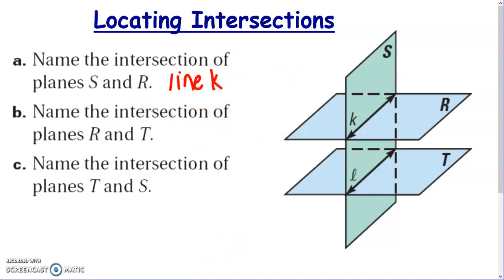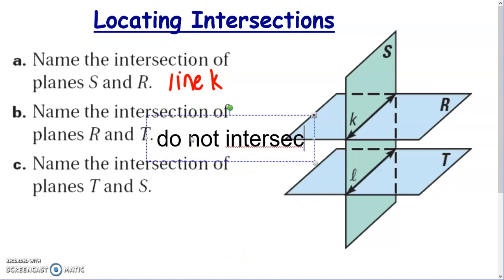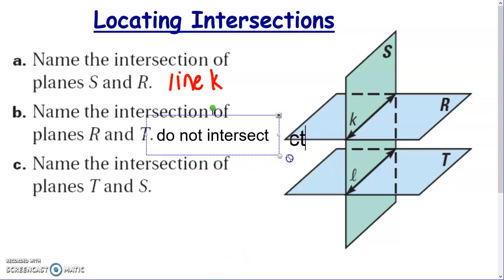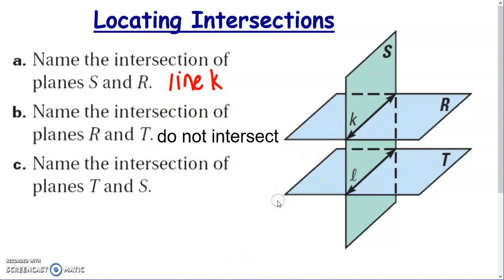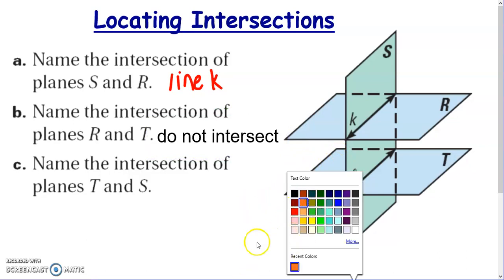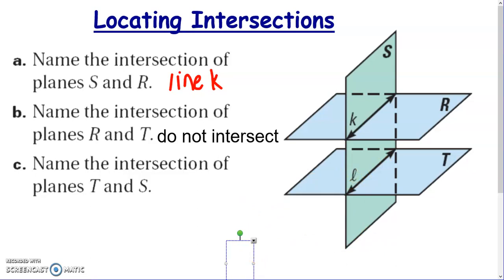B, name the intersection of planes R and T. So here we have plane R, here we have plane T. They do not intersect. Plane R is above plane T. And last, the intersection of plane T and S. So here's the intersection of plane T and plane S. They intersect right here at line L.